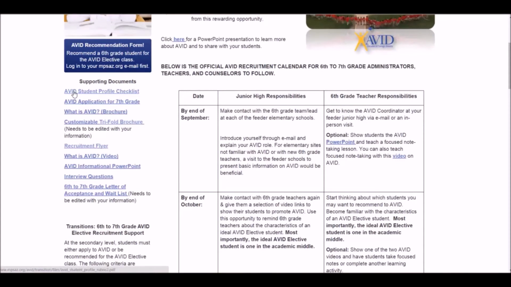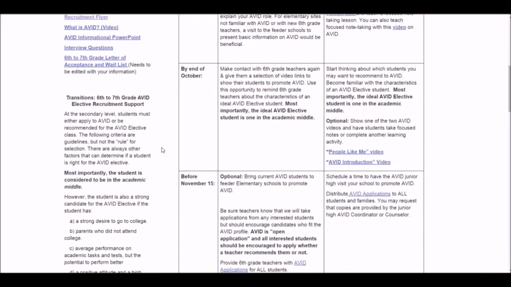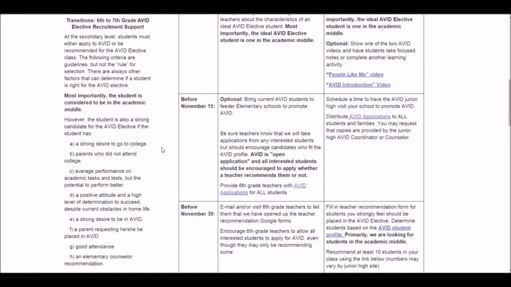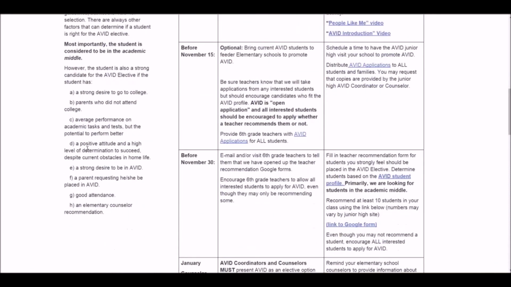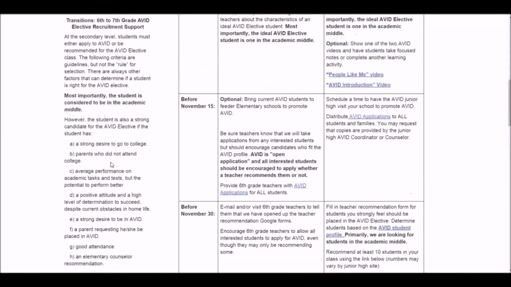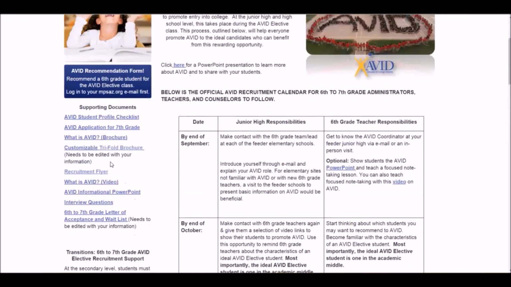Underneath that, we have supporting documents that you may want to look at or use during the recruitment process. These documents are there for your use and the junior high counselor and coordinator use. An additional note down here on the left is the student profile and who we are typically looking for in the AVID elective.